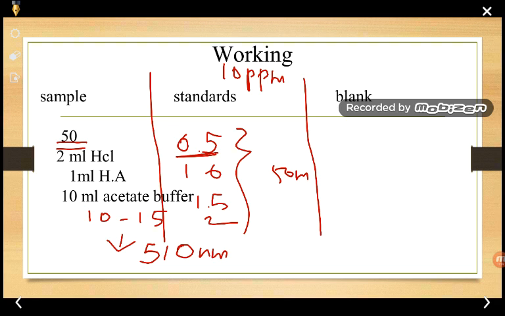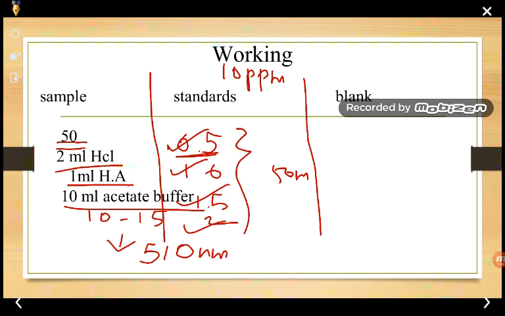So here there are 5 volumetric flasks with different grades of the iron concentration. This is 0.5, this is 1.0, 1.5 and 2. Here also we have to add the same thing, that is 2 ml of HCl, 1 ml of hydroxylamine and 10 ml of acetate buffer, and then we have to wait for 10 to 15 minutes, and then take the reading at 510 nm.